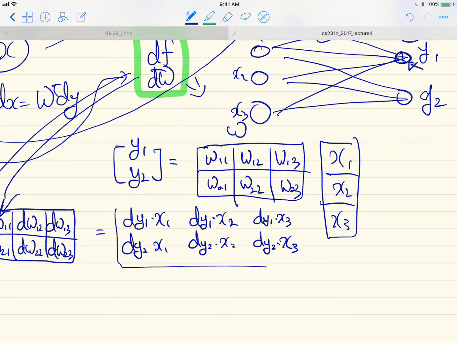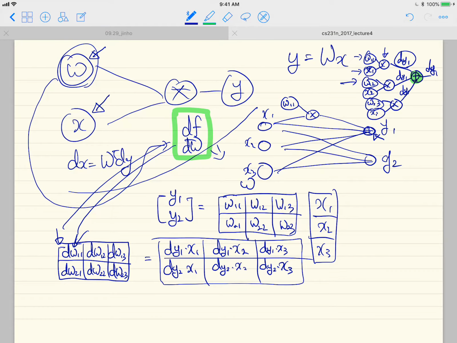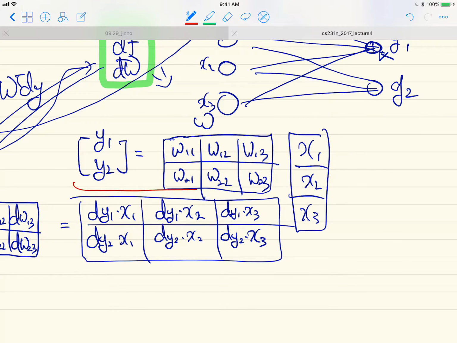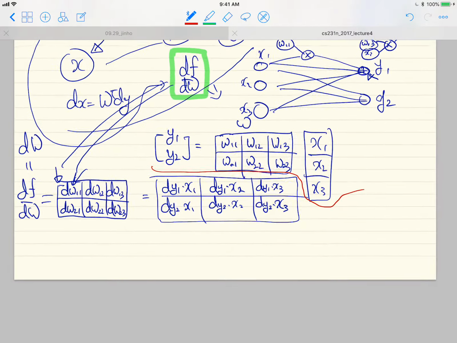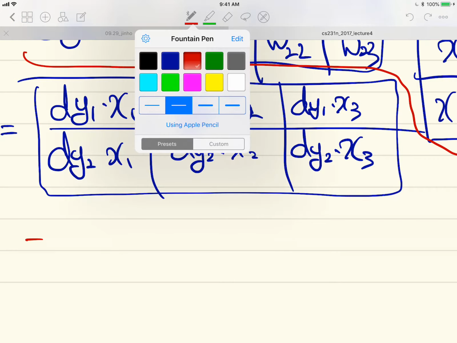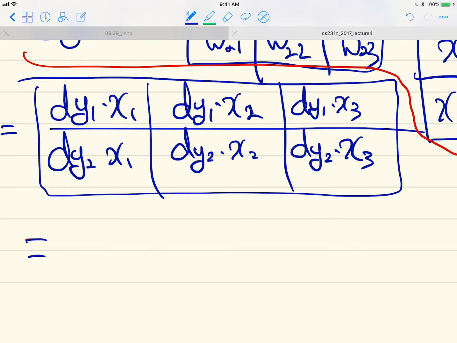So we got this, right? So this is our gradient with respect to this whole matrix W, right? Or in short, this guy, right? Okay, so I need to separate it. Okay, and then let me just rewrite it as an outer product form.